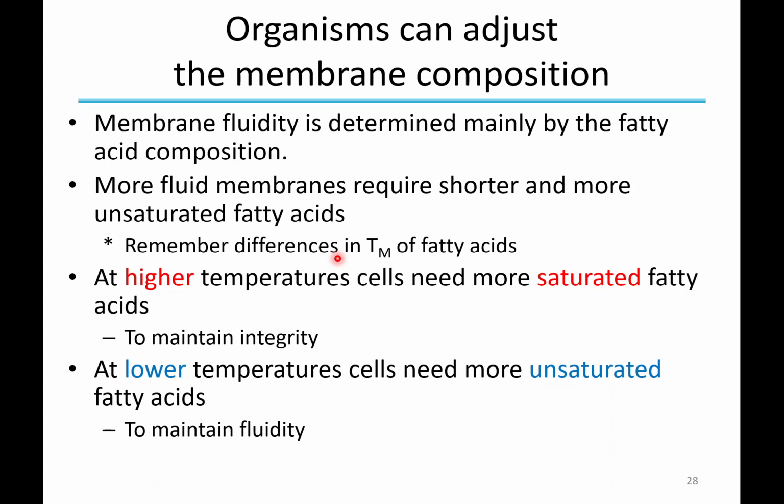Increasing chain length of the fatty acids is going to raise the melting point. So at higher temperatures, cells need to have more saturated fatty acids or longer chain fatty acids, and that's to maintain integrity. If you get too fluid, your membrane is going to be too leaky, and it won't have the integrity needed. And at lower temperatures, the opposite is true. You're going to need more unsaturated fatty acids or shorter chains, and that's to maintain some fluidity. Because if the membrane gets too solid or gel-like, things can't move around like they need to.